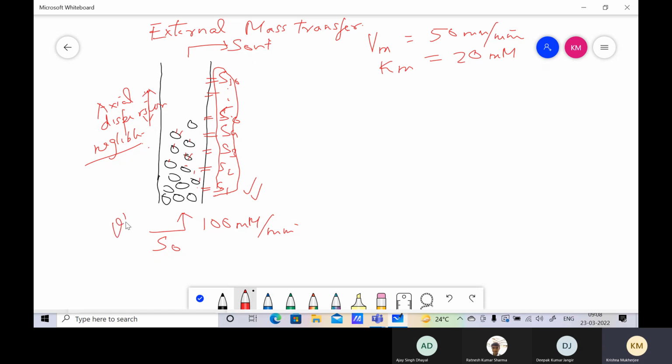For example, I cannot change the velocity. There is a certain velocity. So if I know the flow rate and I know the cross section area.